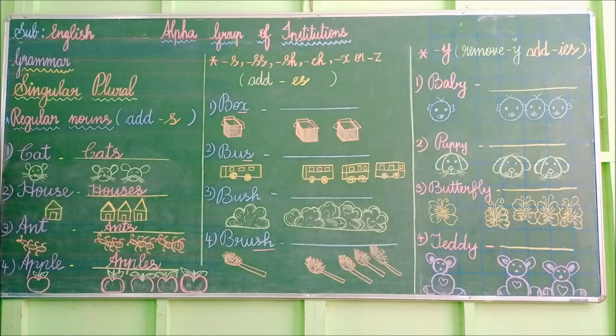So you have to add S to the singular noun to change the singular into plural. The plural form of cat is cats. The plural form of house is houses. The plural form of ant is ants. The plural form of apple is apples.